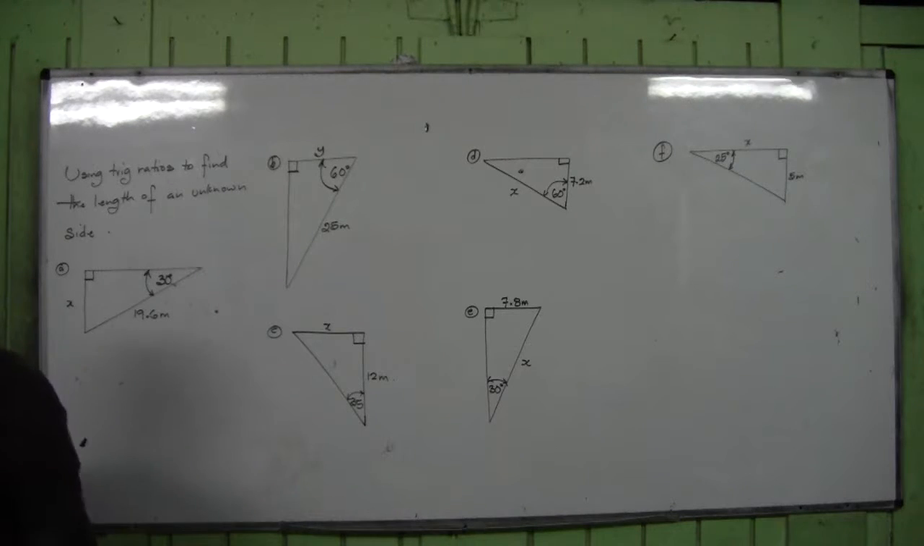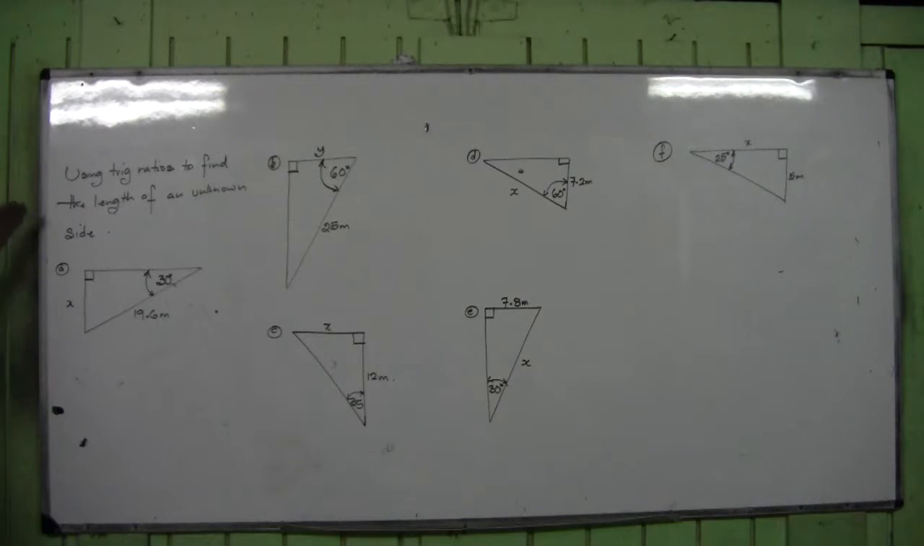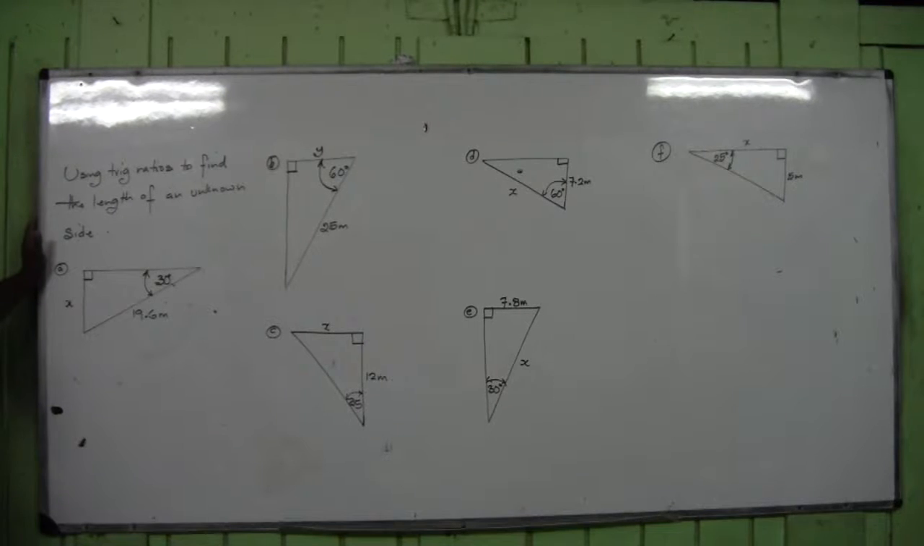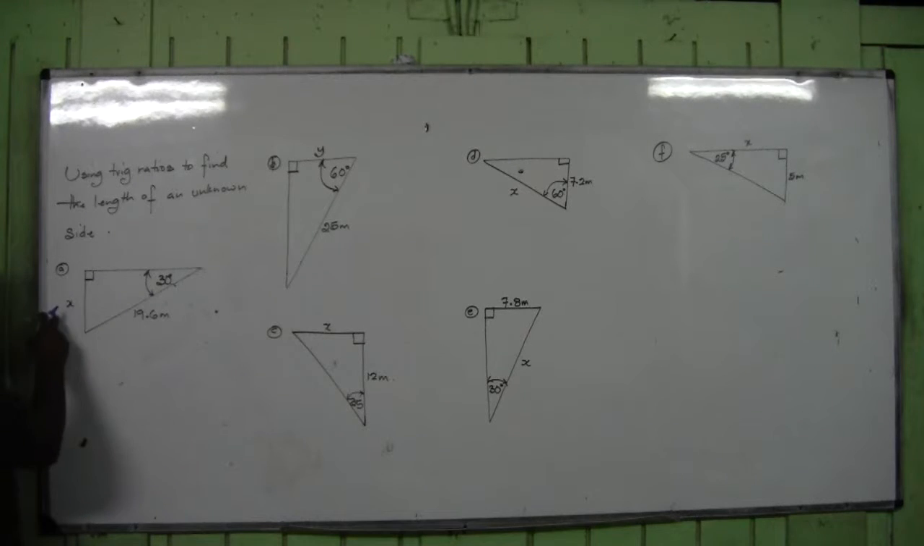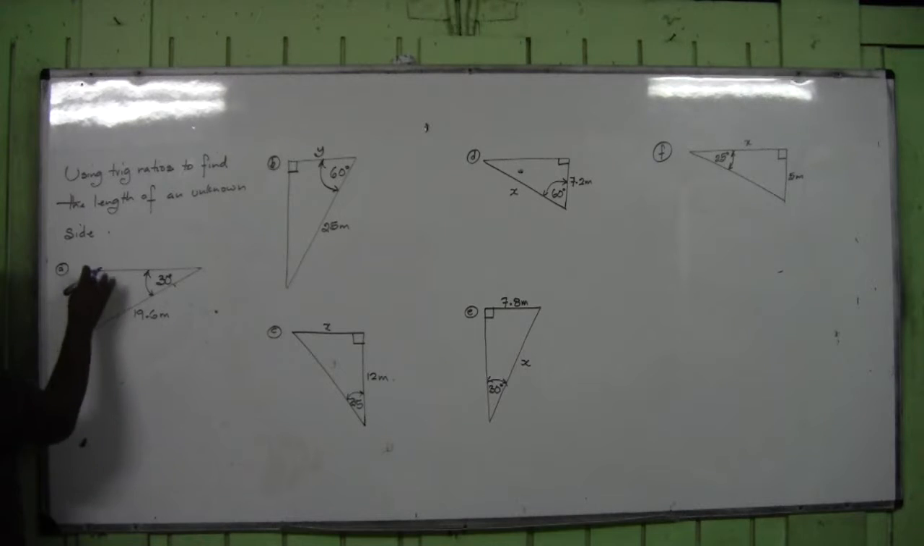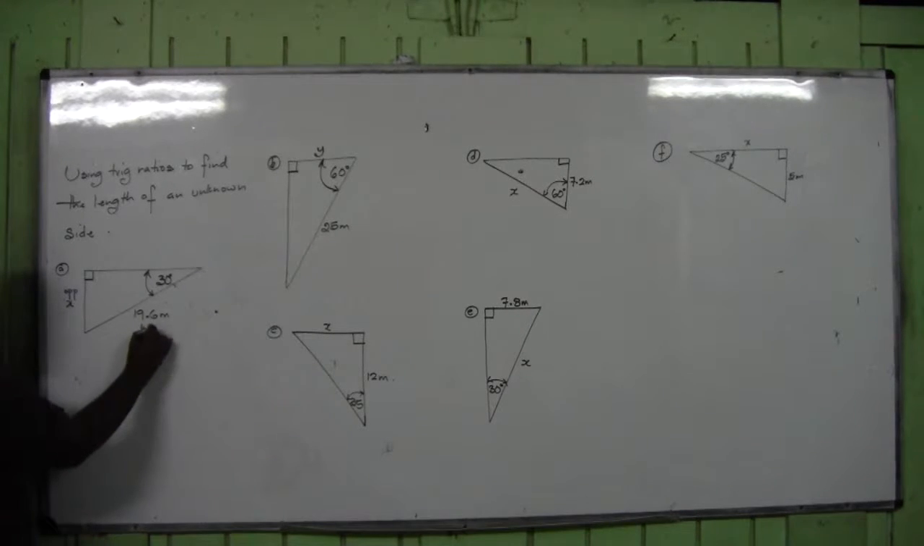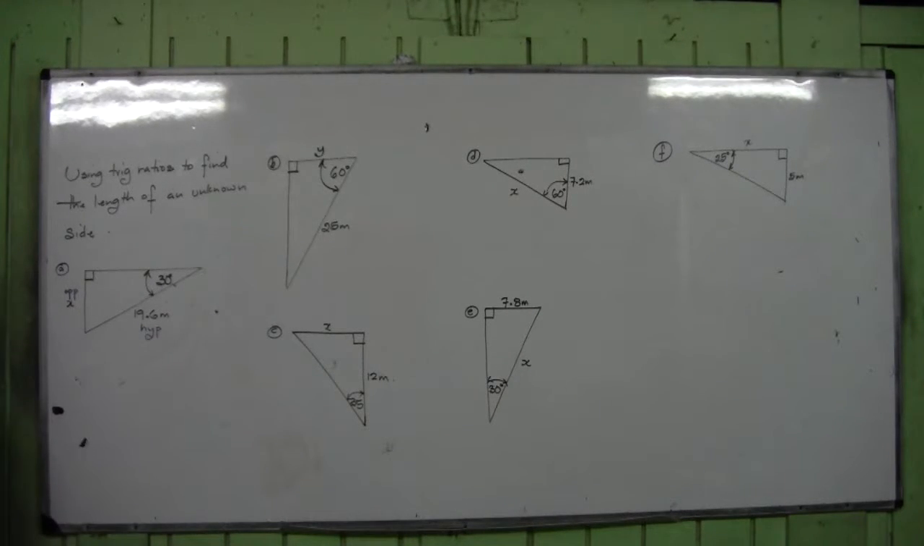Alright, we're going to use trig ratios to find the length of an unknown side. Let's start with this question. Tell me, what is this side to the angle? Opposite. What is this side in front of the right angle? The hypotenuse. So I have information about the opposite and the hypotenuse. Then I'm going to ask myself, which ratio includes opposite and the hypotenuse? Sine.